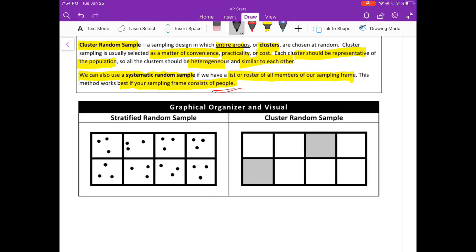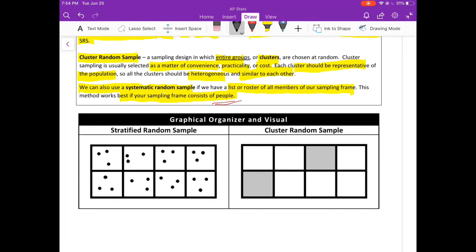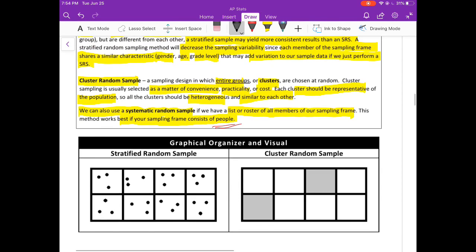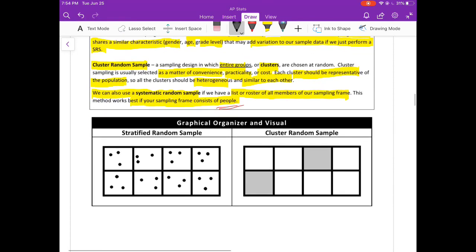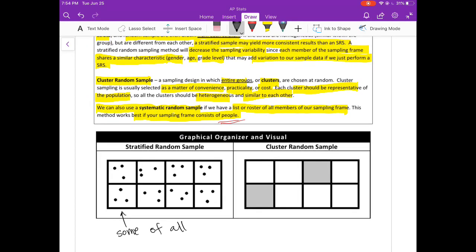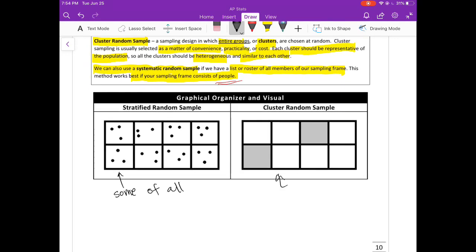So a stratified random sample means that another way to think of it is that we're picking some from all. Okay, so some from all groups, while a cluster would be like all from some. So it's every single person from some groups, right? And we're going to go over some examples to make this a little bit easier to understand.